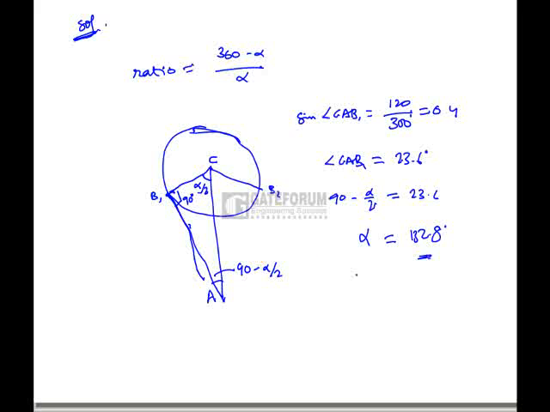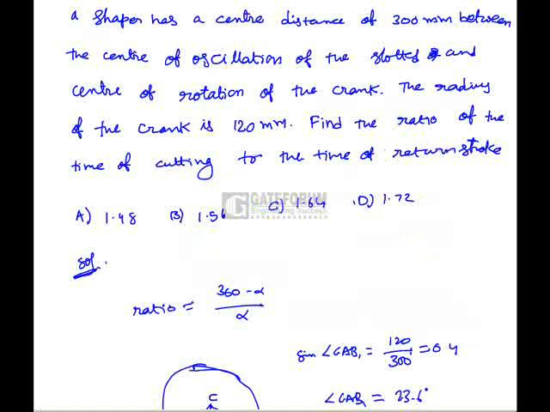So here from this alpha we can find out the ratio of the time of cutting stroke to time of return stroke, that is equal to 360 minus 132.8 by 132.8, which gives a value of 1.72. So in the options, the right option is D. D is the right option.